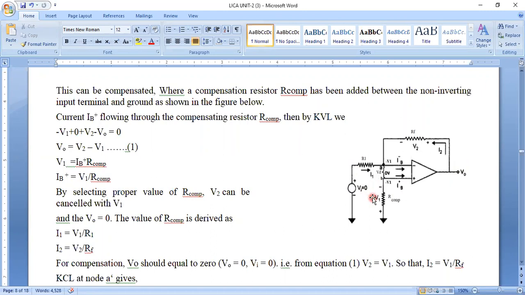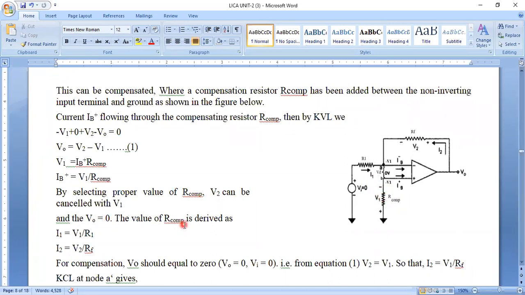If we maintain V1 equal to V2 by selecting a proper compensating resistance, our objective will be satisfied. V1 will be equal to V2 and V0 equal to 0.